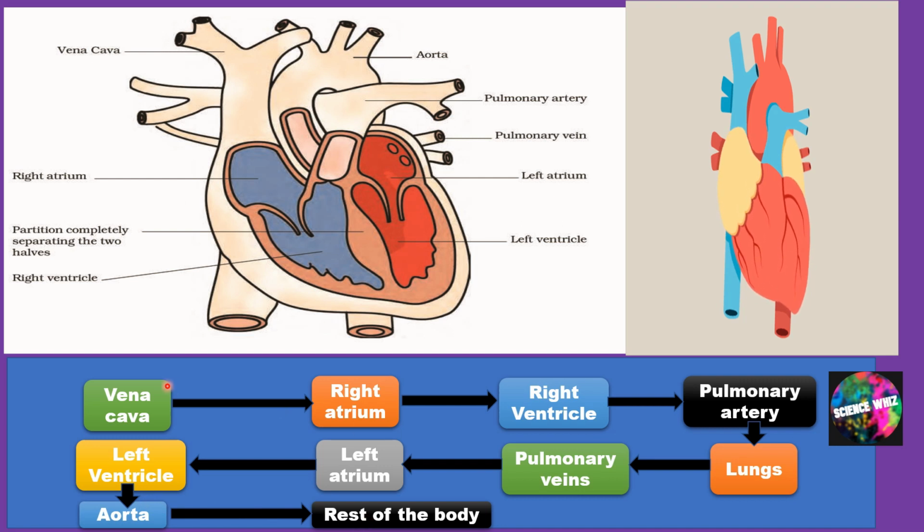Let me repeat. The vena cava brings deoxygenated blood from all parts of the body to the right atrium. The right atrium pumps its blood into the right ventricle, which then pumps it into the pulmonary artery. This artery takes the blood to the lungs for oxygenation. The oxygenated blood is received by the left atrium through the pulmonary veins, then pumped into the left ventricle. The left ventricle pumps the blood into the aorta, the largest artery, through which it's supplied to the rest of the body. Hope it's very clear.